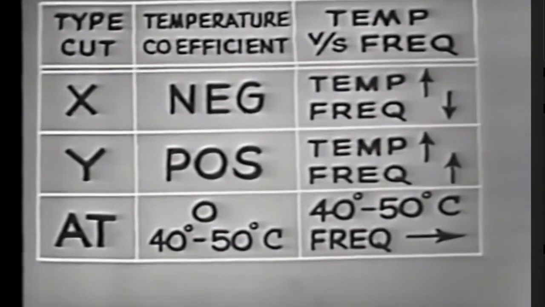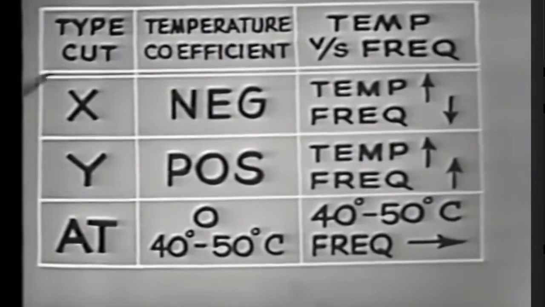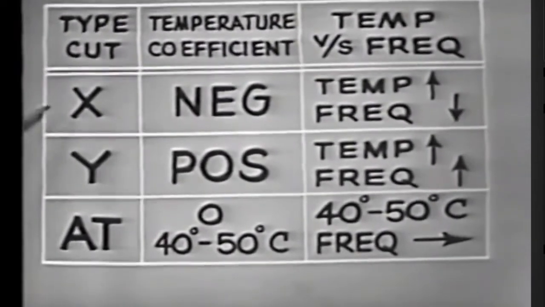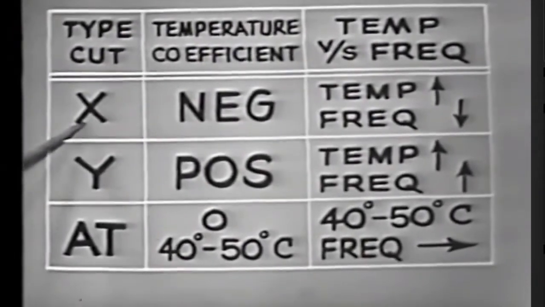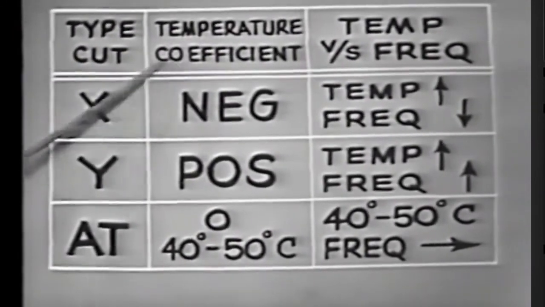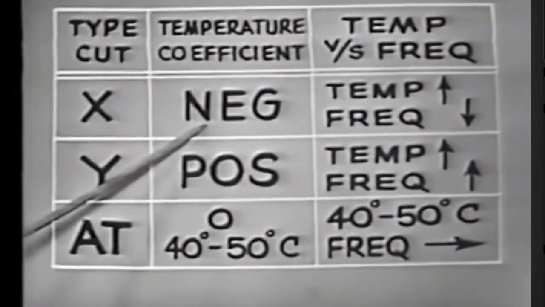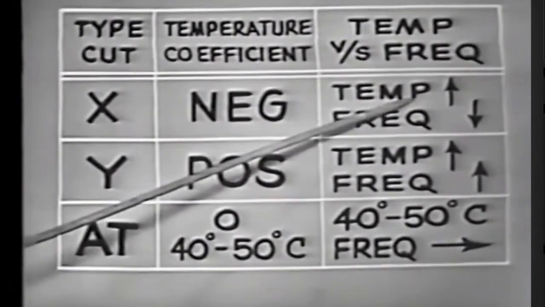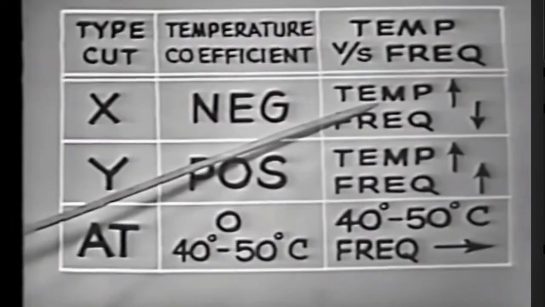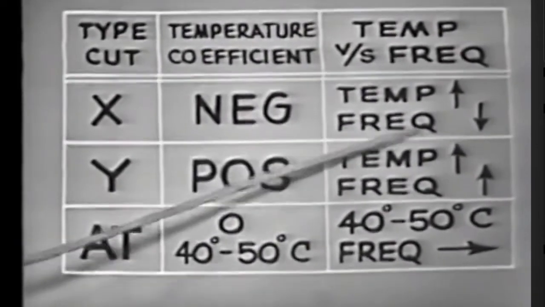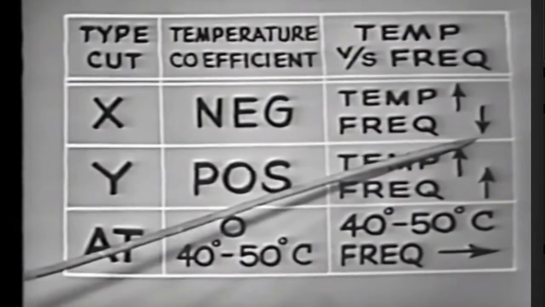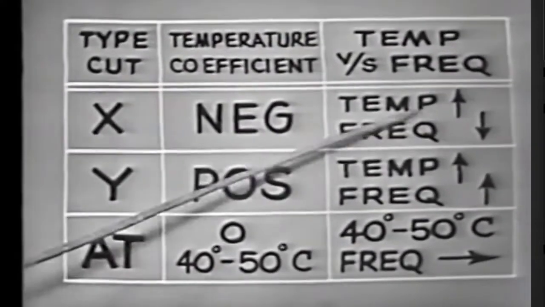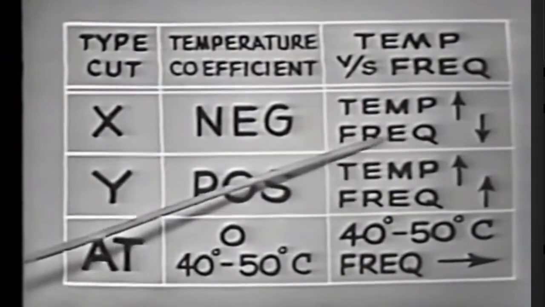On the left, we're indicating the type of crystal cut, the X, Y, and AT. Let's begin then with the X cut. The temperature coefficient of the X cut is negative. This means that if temperature about the crystal increases, the crystal frequency will decrease. A negative temperature coefficient. An increase in temperature, a decrease in frequency.